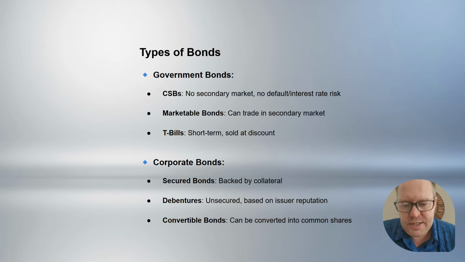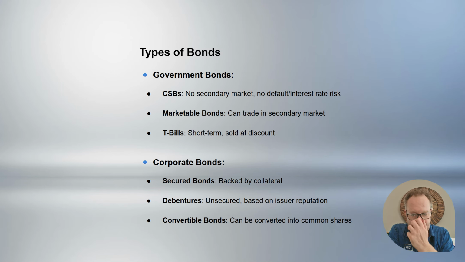Again, we've already discussed this slightly, but there are different types of bonds. Government bonds: Canada Savings Bonds are one, CSBs. That's what CSB stands for, Canada Savings Bonds. There's no secondary market, meaning you can't go and buy or sell it. It's simply issued by the government of Canada, and then the government of Canada repays that bond. There's basically no default or interest rate risk because it's guaranteed by the government of Canada.